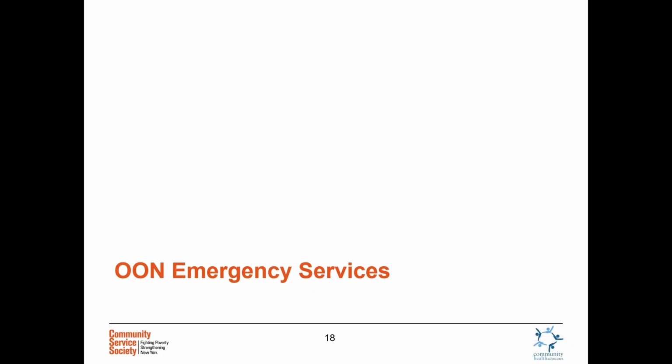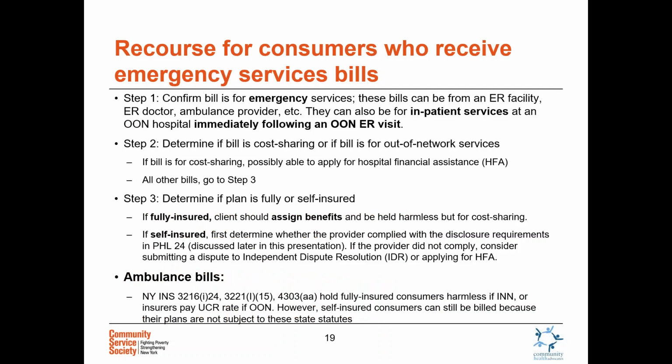So next, we're going to talk more in depth about out-of-network emergency services. The recourse for consumers who receive emergency services bills applies most generally when the client is fully insured, but some self-insured clients can also benefit from certain resources. So the first step is to determine whether the bill is for emergency services. These bills can be from an ER facility, an ER doctor, an ambulance provider, etc. They can also be for inpatient services at an out-of-network hospital immediately following an out-of-network ER visit.